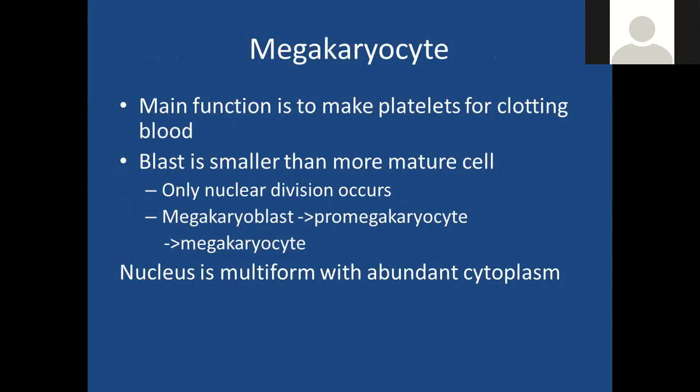So the megakaryocyte's main function is to produce platelets, which are the first to respond in the event that you cut yourself. They will be the first ones to respond to the site of injury of that vessel. And they will activate the coagulation system, which we will get into at the end of this course.